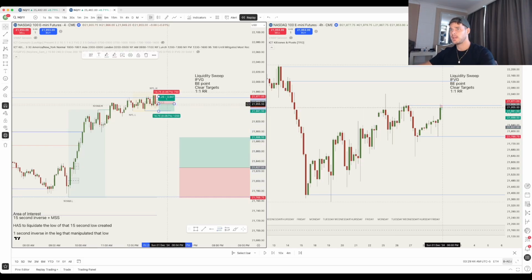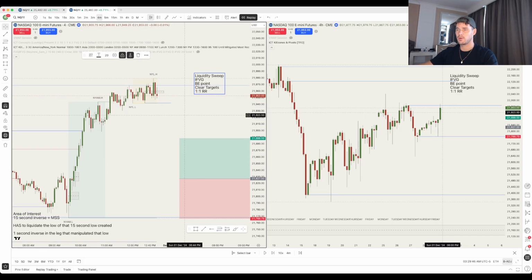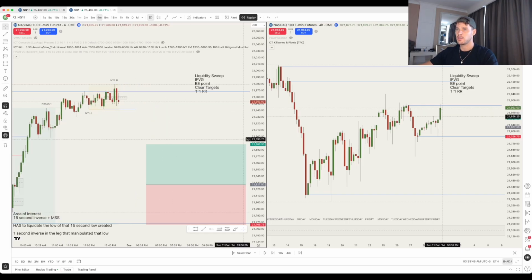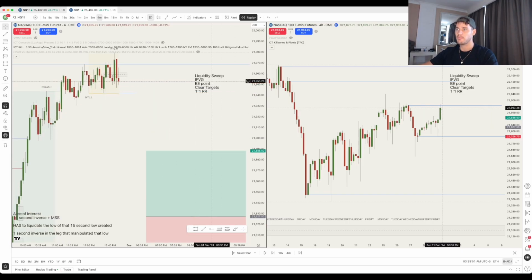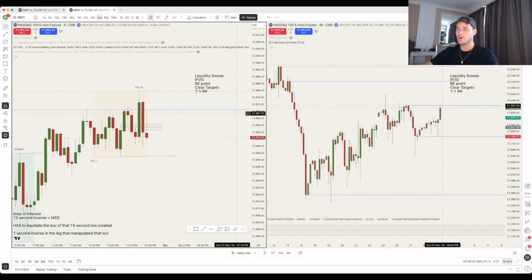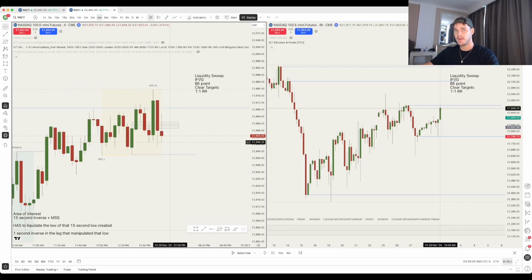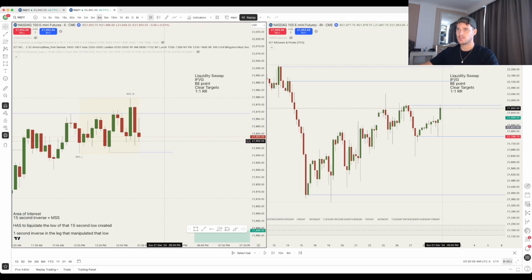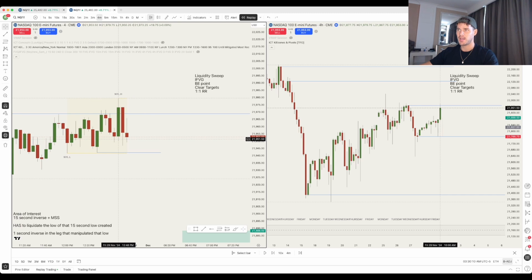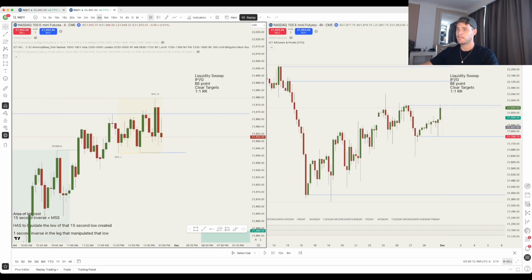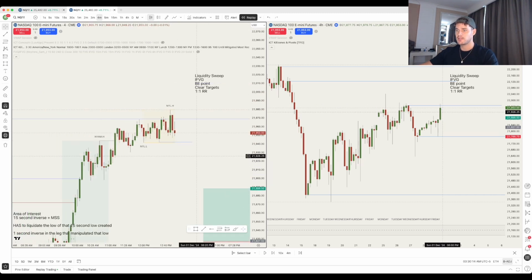Alrighty, but that's just the actual work of the system in terms of liquidity sweep, fair value gap, break-even point, clear targets, and a one-to-one RR. So the rule I want you to really install within yourself is, if I am bearish, only look for shorts. If I am bullish, only look for longs. There's far too many times I see people, and even myself, getting into shorts when the market structure is bullish. All right, so let's continue with this.